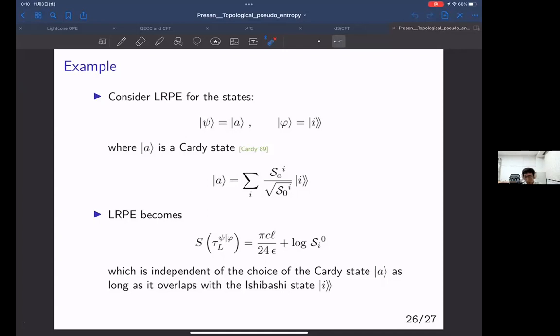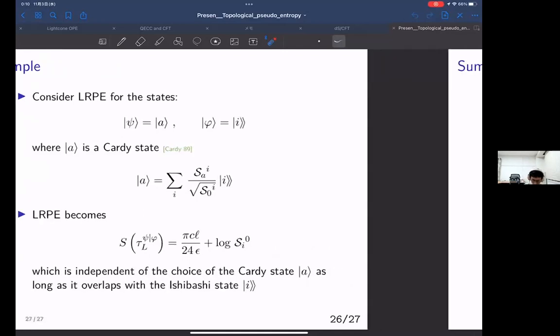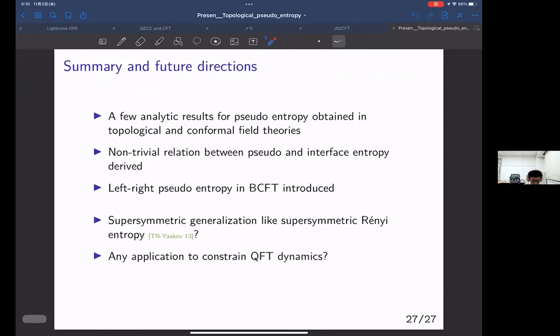Okay, so maybe I'm running out of time, so let me summarize my talk. In this talk, I obtained several analytical results for pseudo entropy in topological and conformal field theories. Because in the previous literature, there are several calculations, but only simple cases have been studied so far. So we added several more analytical results into the literature.